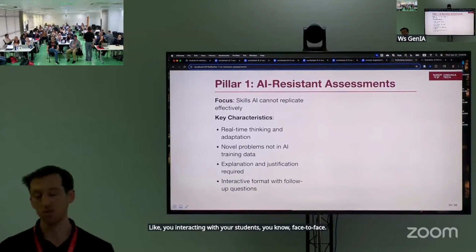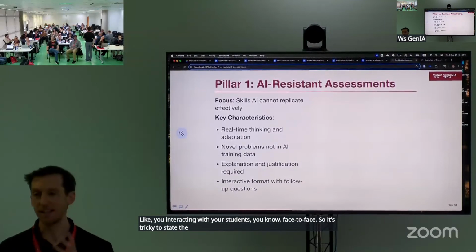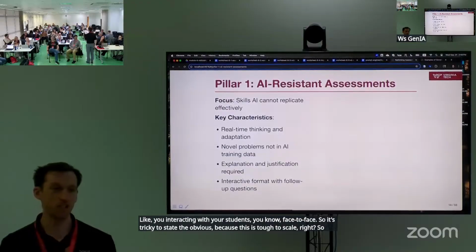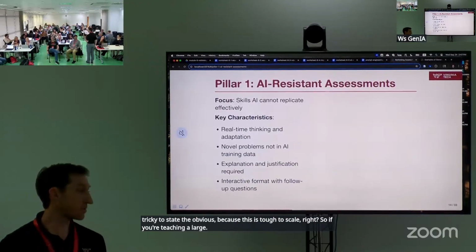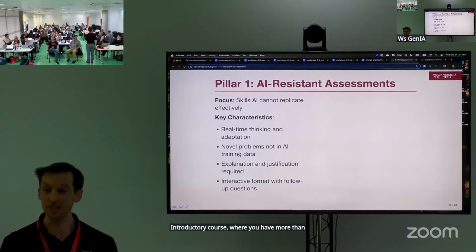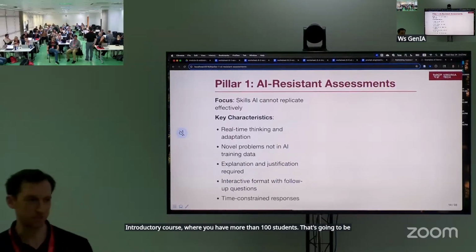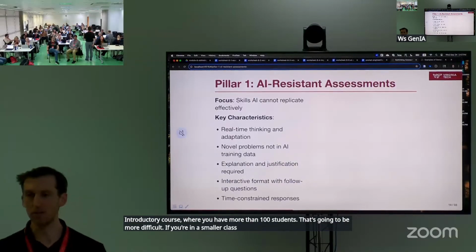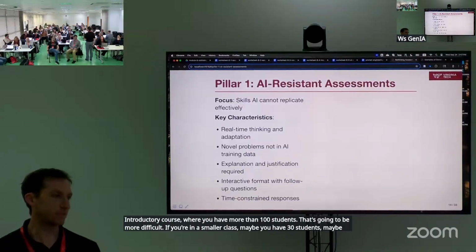So it's tricky, to state the obvious, because this is tough to scale. If you're teaching a large introductory course where you have more than 100 students, that's going to be more difficult. If you're in a smaller class, maybe you have 30 students, maybe more of an option.